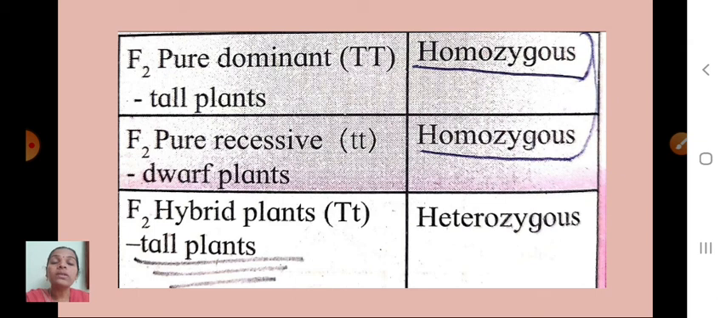Understood now? In the next session, I will teach you about the dihybrid cross. So children, this chart is on page number 185, you have to write it and practice. That is the monohybrid cross. I hope you will do it.